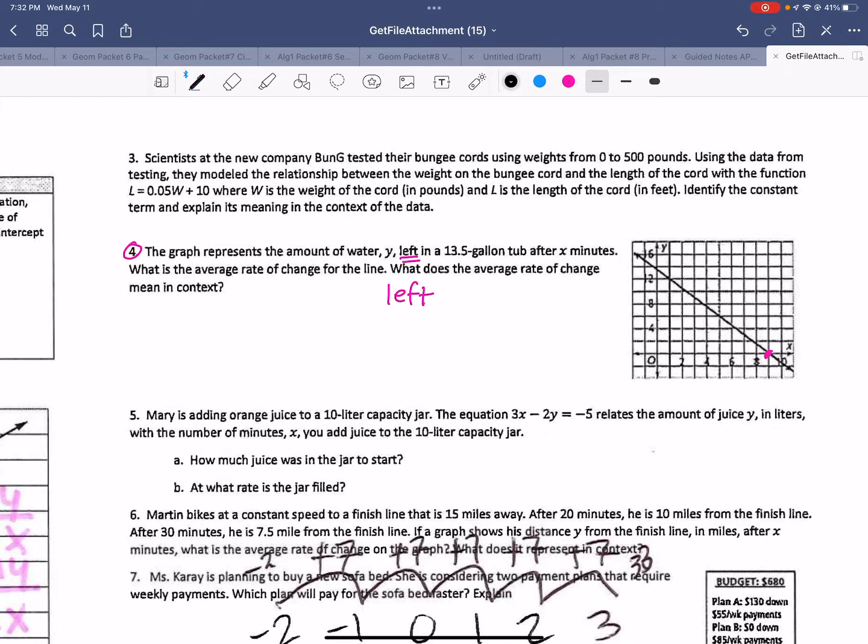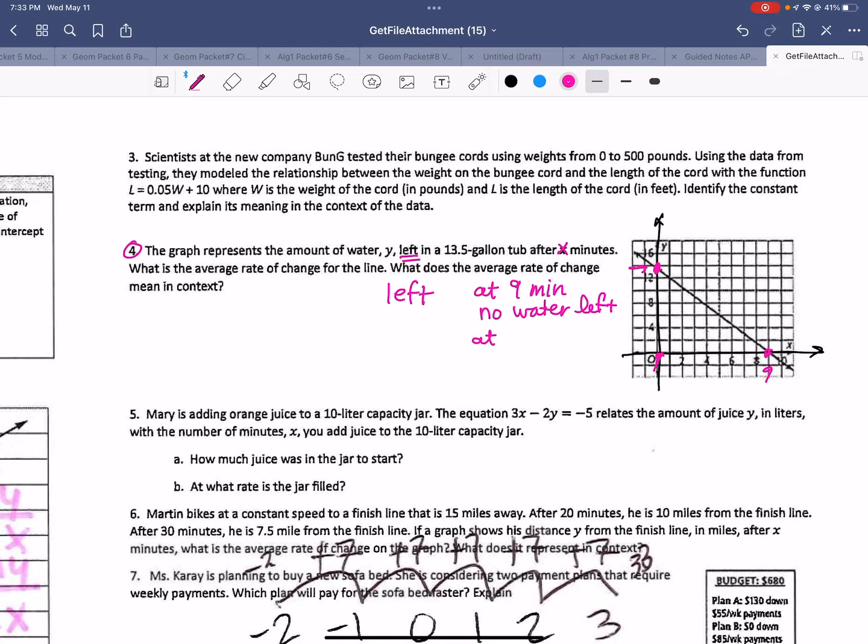it looks like my intercepts, which is a big thing we focused on today, right? Our y-intercepts. It looks like at x, so when x is 9, so at 9 minutes, there's no water left, right? It looks like between 12 and 16, so at 14, but then that would be at 0 minutes, right? At 0 minutes, so in the beginning, there's 14 gallons left.